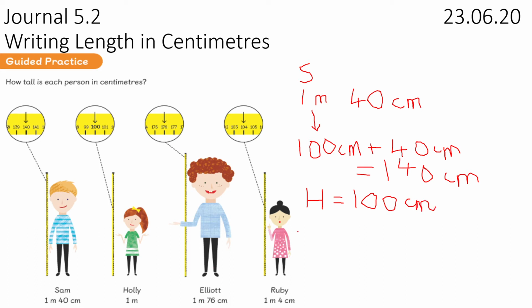Now the next person is Elliot, so I'm going to write an E for Elliot. Can you read on the tape measure here? Either on the tape measure or at the bottom, how tall is Elliot? So Elliot is 1 metre and 76 centimetres. That 1 metre is going to change into 100 centimetres. And how many centimetres does it say below Elliot? It says 76. So 176. 176 centimetres.